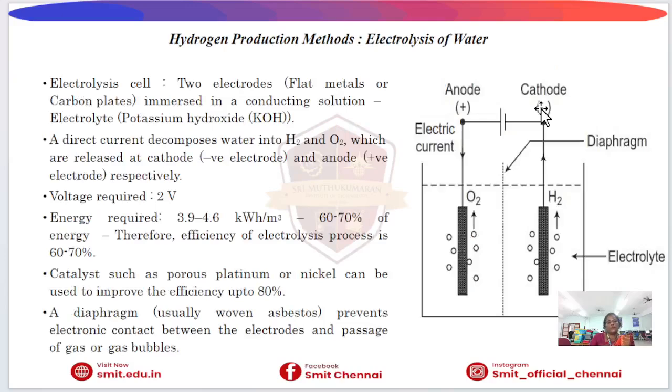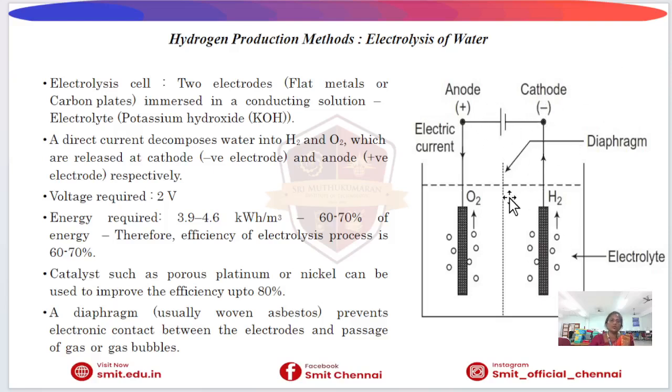Next one is an electrolysis cell. This diagram shows an electrolysis cell has two electrodes immersed in a KOH solution. When DC voltage of about 2 volts is applied, water splits into hydrogen and oxygen. Hydrogen at the cathode and oxygen at the anode.